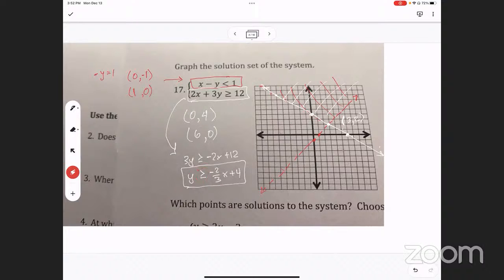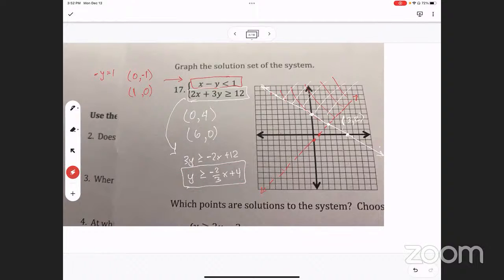So if this is your line, which one would be greater than in this case? This way or this way? The first way. Do you understand what I'm saying? So if you're doing it this way, if it's in slope-intercept form, then you actually don't need to do a test point.